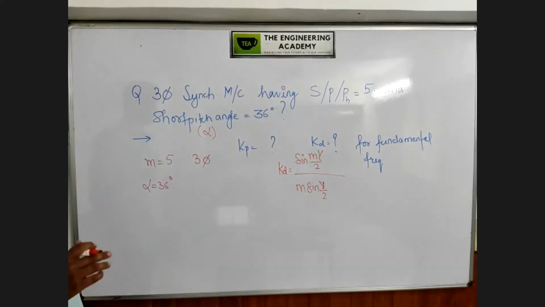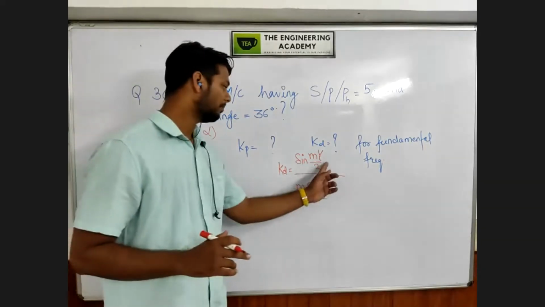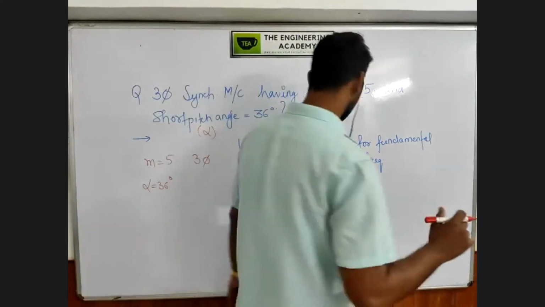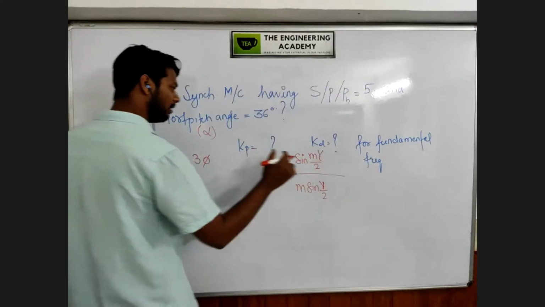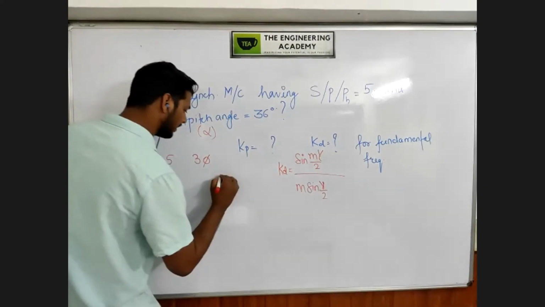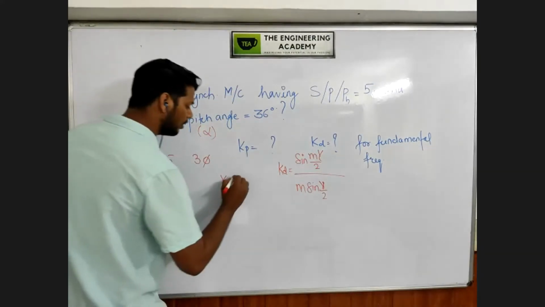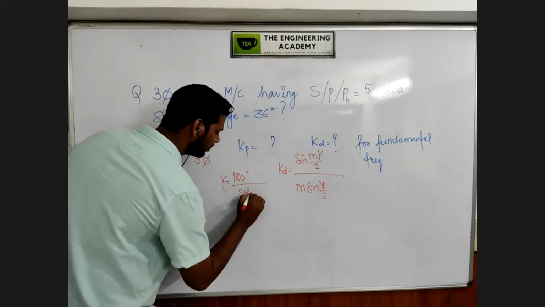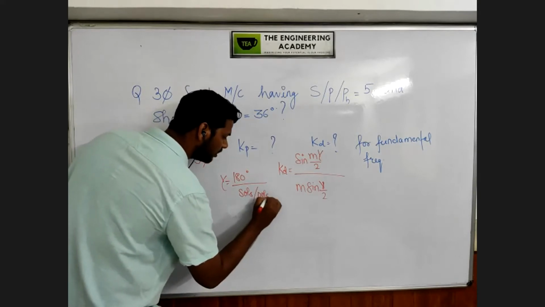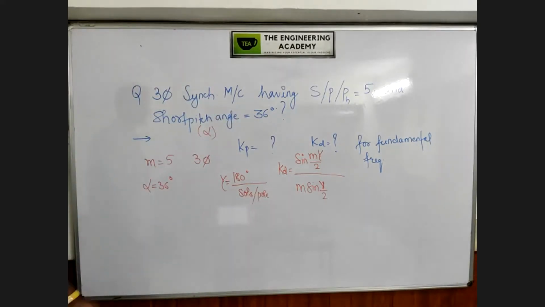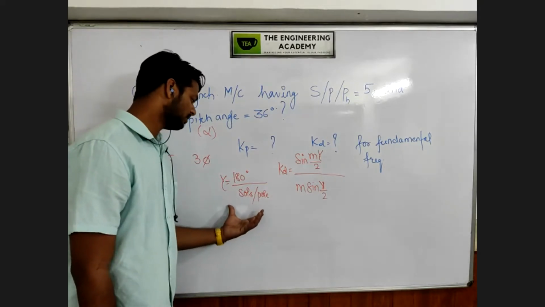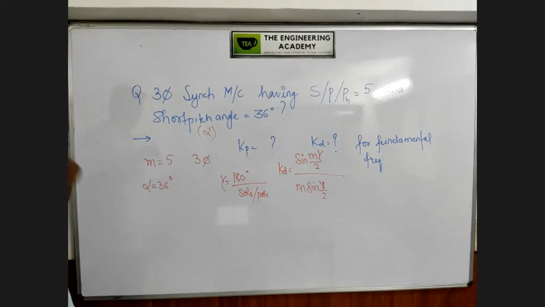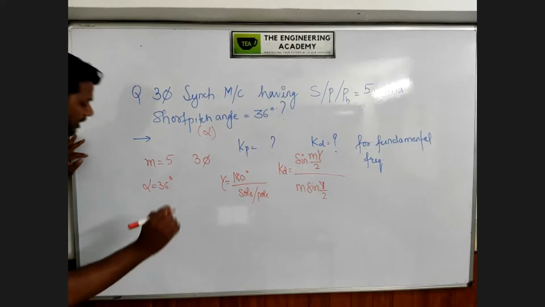Now, I don't know the value of gamma, but I know the value of m. To get the value of gamma, first write the formula for gamma. The formula for gamma is 180 degrees divided by slots per pole. Now watch carefully what I am doing.